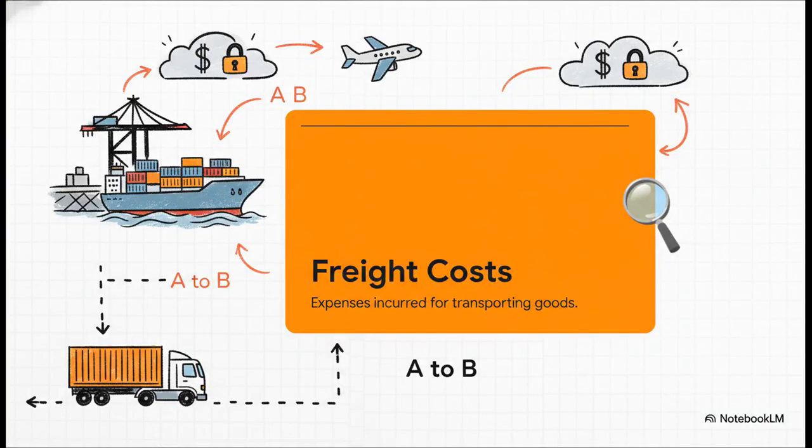Now, when you see a definition like this, all expenses to transport goods, it seems straightforward, but it's actually kind of complex. This isn't just the price for the boat ride. Nope. It covers everything. The trucking to get to the port, the loading, the insurance, the main voyage itself, and the unloading. It's the whole shebang from point A to point B. And how those costs get divided up? Well, that's what this is all about.